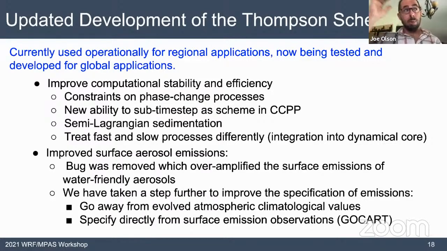This bug fix was put into both WRF and CCPP, as far as I know. But we went a step further to improve the specification of surface emissions of aerosols, which were linked to the evolved atmospheric climatological values. And this is bad because when the flow significantly departs from climatology, then your surface emissions are guaranteed to be incorrect. So we're trying to specify them directly towards observed surface emissions using GOCART.